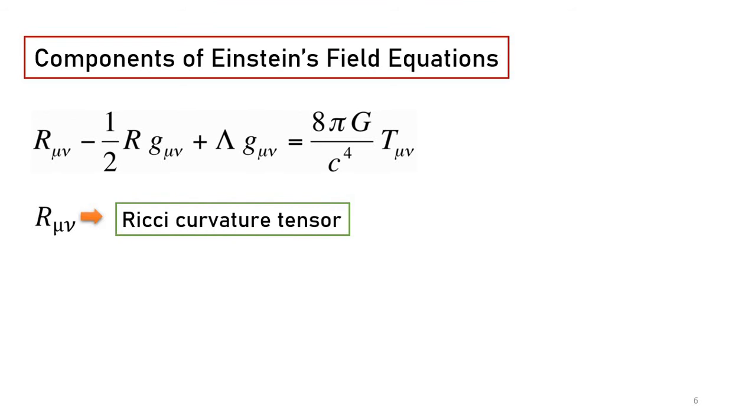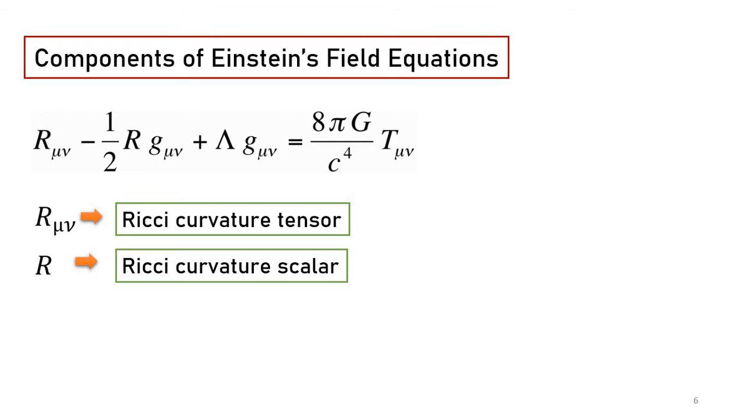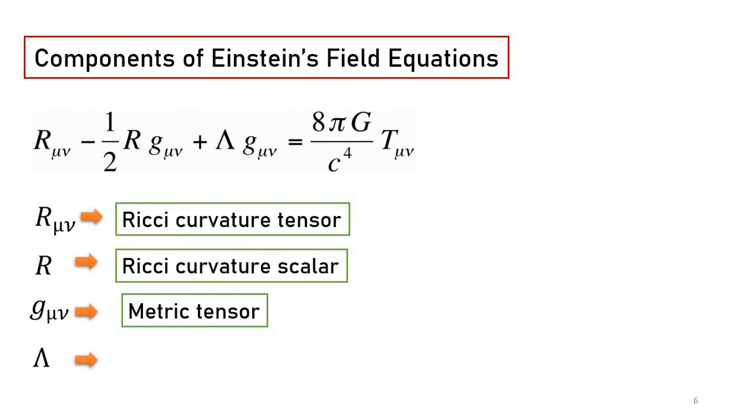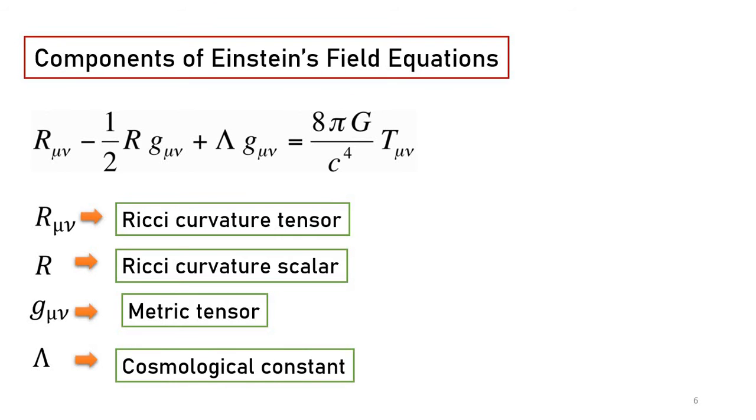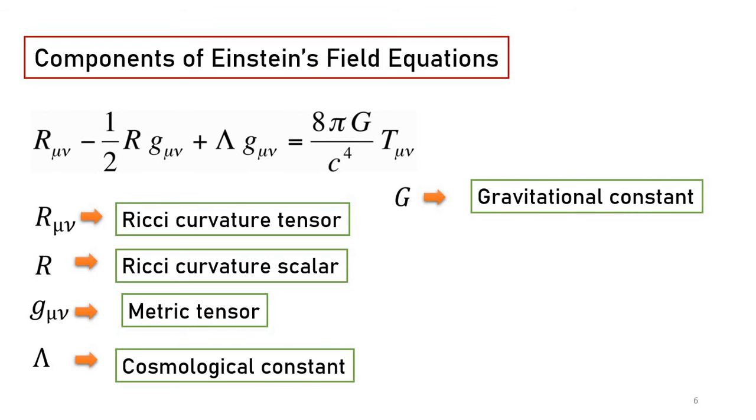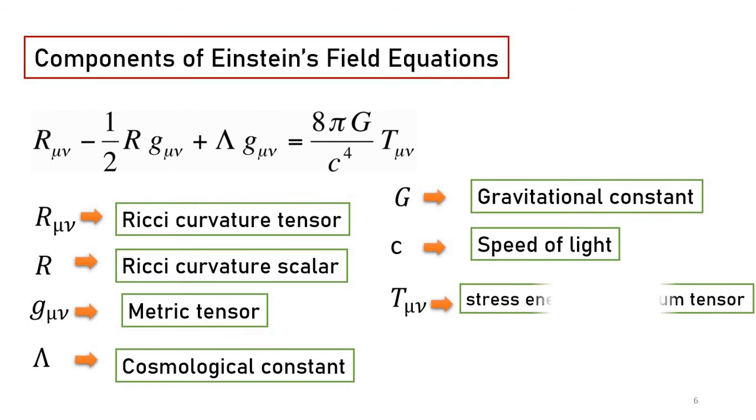This is the Ricci curvature tensor. This R is the Ricci curvature scalar. G mu nu is the metric tensor, which we are going to cover in this video. We have lambda, which is called the cosmological constant. We have capital G, which is the good old Newton's gravitational constant, and C, which is the speed of light, and the last component T mu nu, which is called the stress energy momentum tensor. So we are going to cover G mu nu, which I have circled in red, which is the metric tensor.